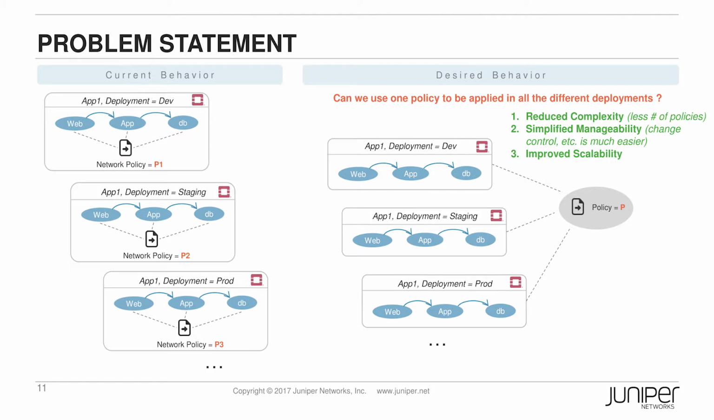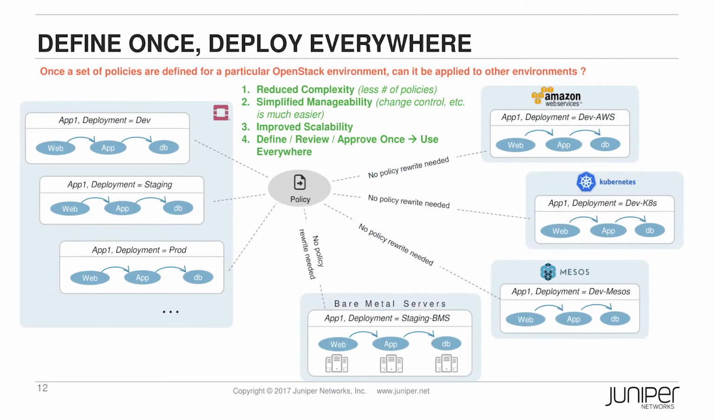If we want to do a change on the policy, we only need to change in one place. We don't need to change in 10 correlated places, right? And the scalability, of course, is higher. So the idea is define once, deploy everywhere. Deploy everywhere means it really doesn't matter whether the 3-tier incarnation is running on a private cloud with OpenStack, or in a public cloud with Amazon Web Services, or with Kubernetes, Mesos, whatever, right? You just define the policy once, you apply it.